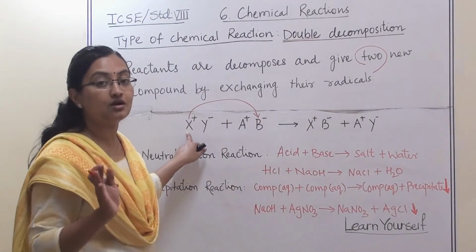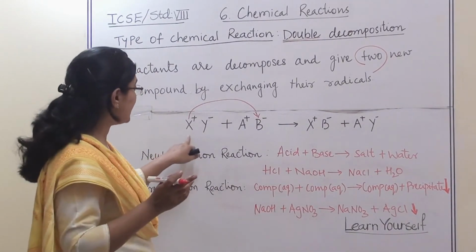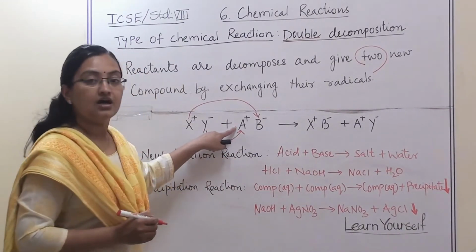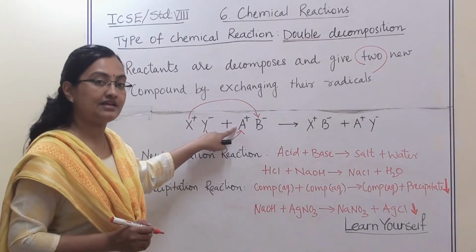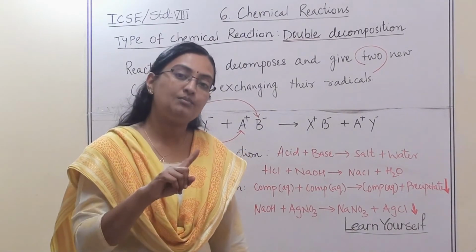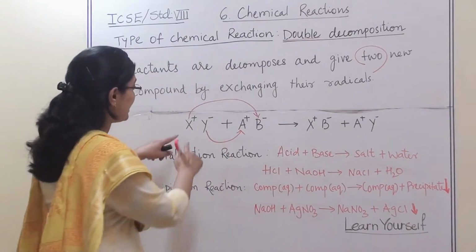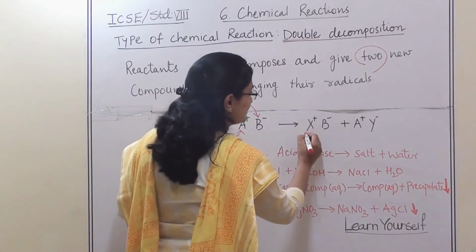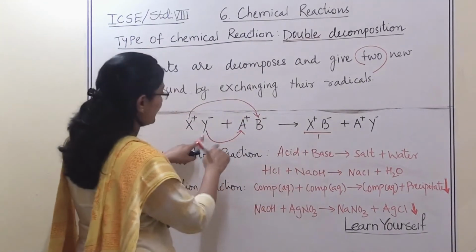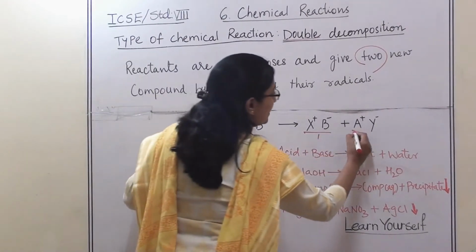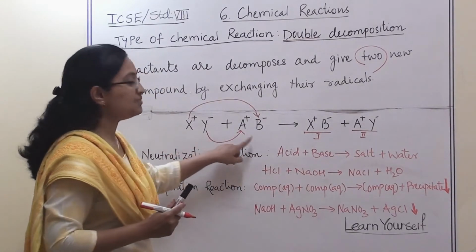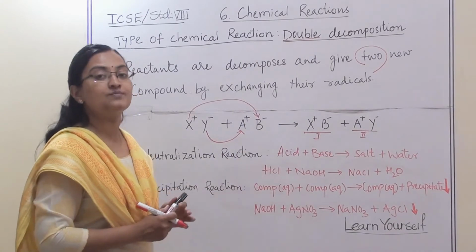A positive radical cannot combine with another positive radical. So they are exchanging their radicals, and this negative radical will go with the positive radical of the second reactant. In one compound there will be only two radicals, one positive, one negative. So they are exchanging like this, and as a result we get X plus B minus. This is one compound, and the second one is A plus Y minus. This is the second compound. So both the reactants have been decomposed.